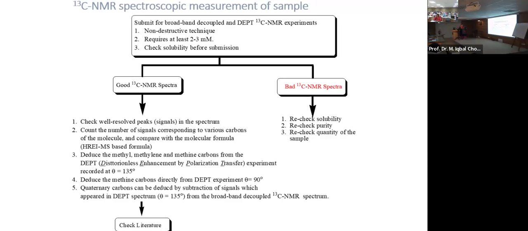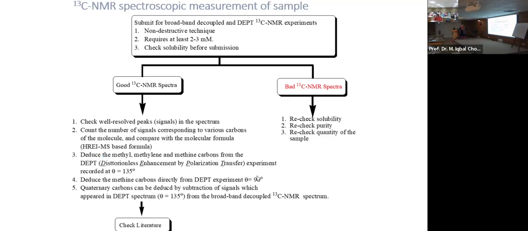The width of the spectrum, and usually there is a very, very rare chance of an overlap. I have not seen it myself. And he counted the number of signals corresponding to the number of carbons. Then compare with the HREI EMS, and you have DEPT 90 and DEPT 135 that are usually recorded.